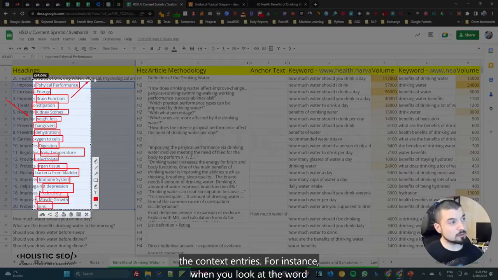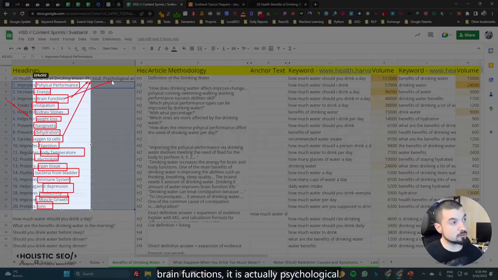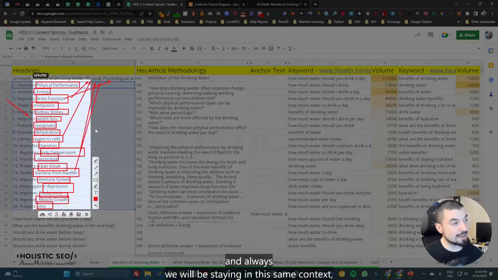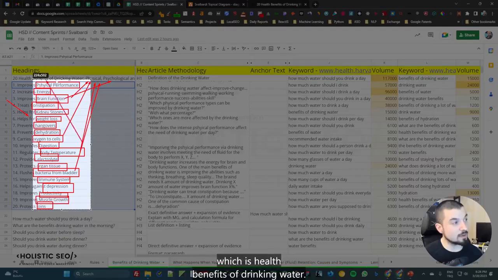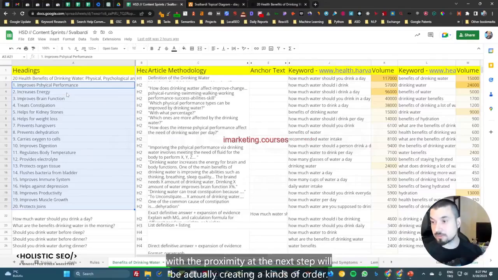For instance, when you look at the word physical, the energy, physical performance, and some other items in this area like oxygen to cells, these are most relevant to the physical section. When you look at the brain functions, it's actually psychological. And whenever we write something here, it is connected to one of these things, and we will always be staying in the same context, which is the health benefit of drinking water in the context of these specific context entries, which means that we are actually creating small word combinations with proximity.